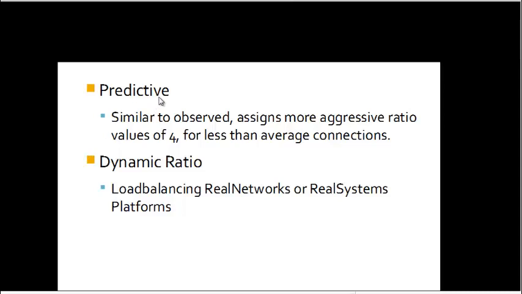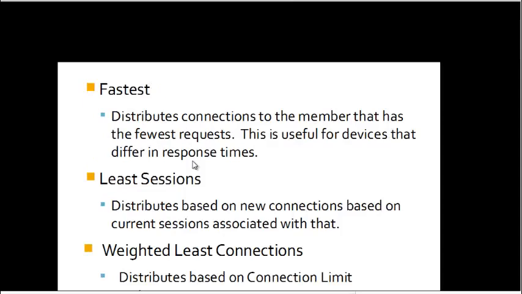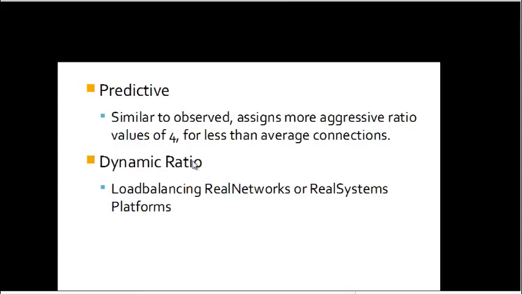Predictive, still under dynamic load balancing, is similar to observed. We did not cover that. It assigns a more aggressive ratio value to members with less than average connections. Dynamic ratio is load balancing for Real Networks or RealSystem platforms. Again, this is application specific, so F5 may have a high number of end users that work with Real Networks or RealSystem platforms, so they throw in a load balancing methodology to best handle that traffic.